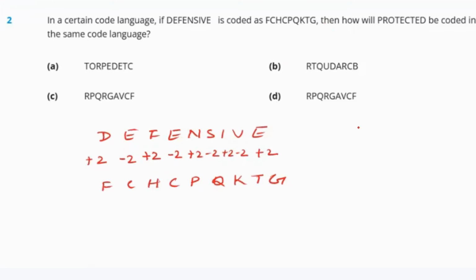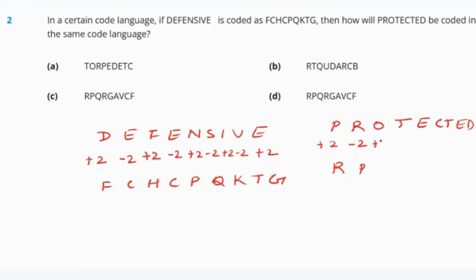What is happening here? According to the same rule, I need to make the code for the word protected. To make the code for protected, I need to add 2 letters first. So P, Q, R. R should be there. And here I need to minus 2. So before R, what should be there? L, M, N, O, P, Q, R. So P should be there.